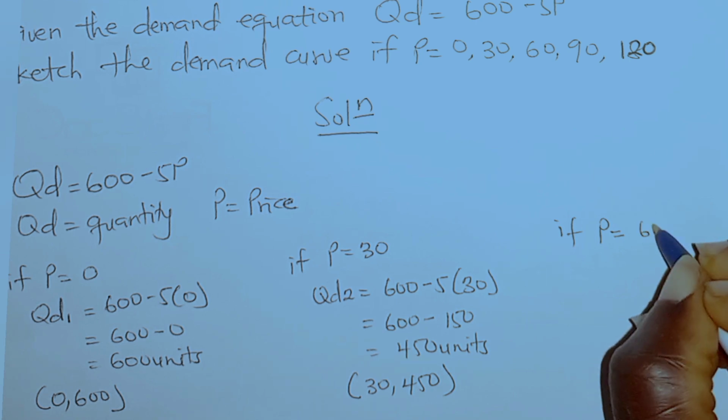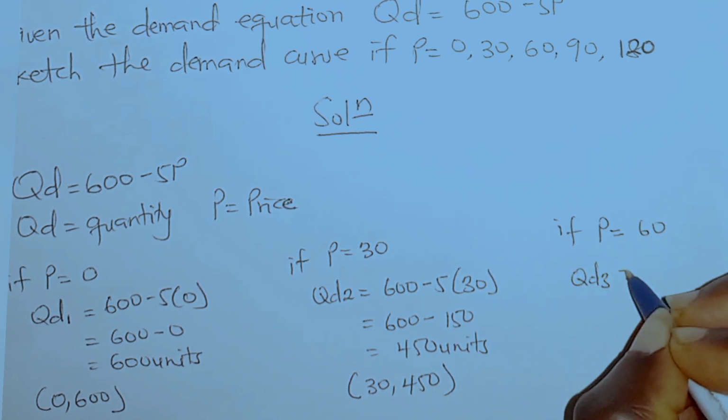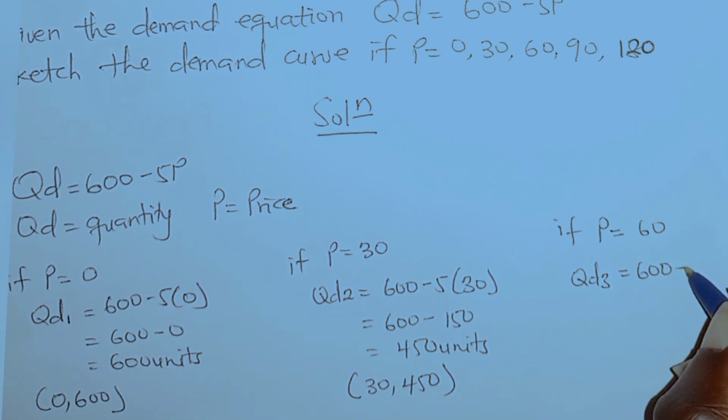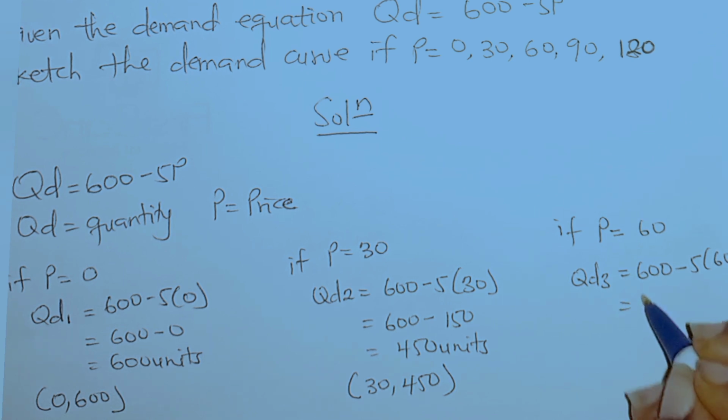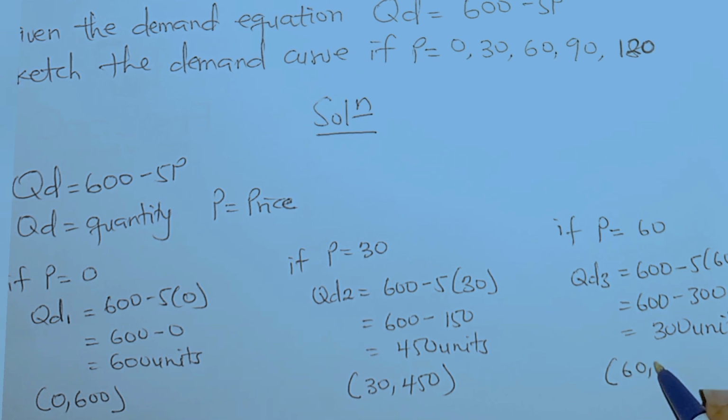At price 60, what is our quantity 3? QD equals 600 minus 5 into 60, which is equal to 600 minus 300. Therefore, QD3 is 300 units. Our third point being 60 is to 300.